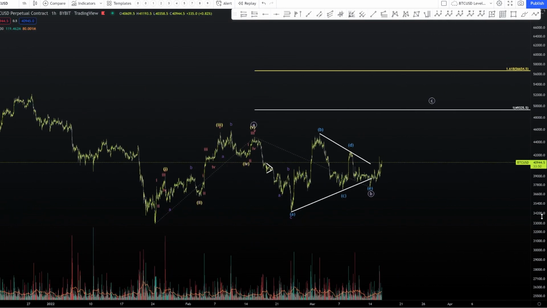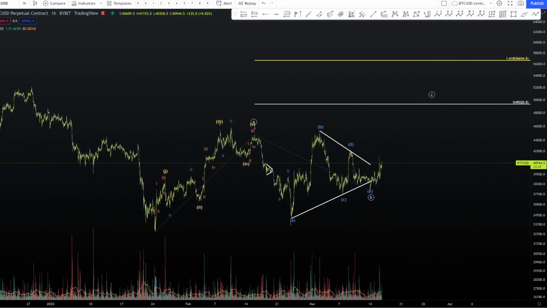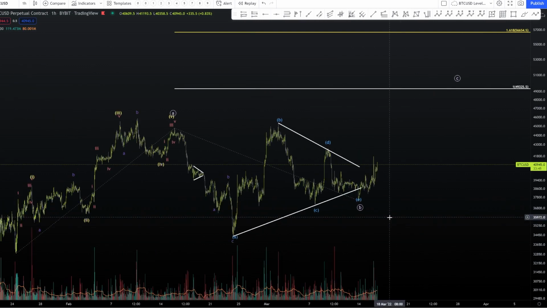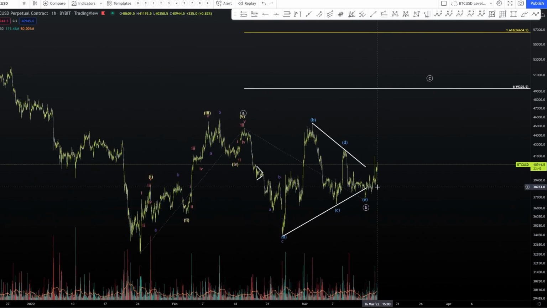And theoretically, we should be coming up to this wave C right now. So I'm actually going to be zooming in to an even lower time frame to show you guys what we could be looking at in this section right here a little bit later.